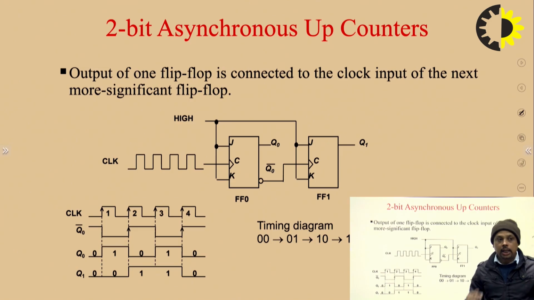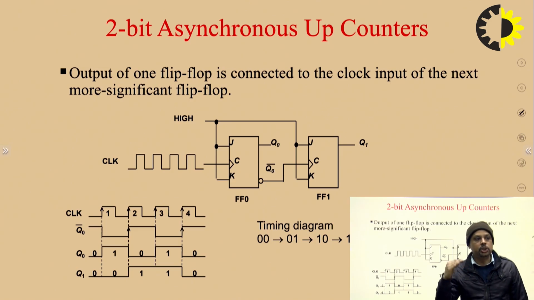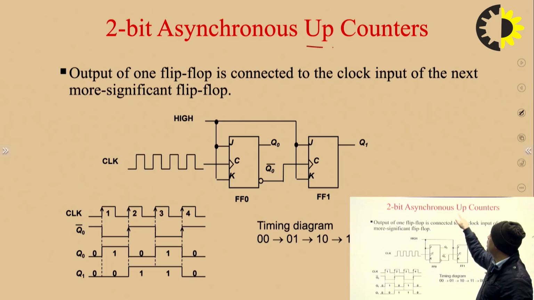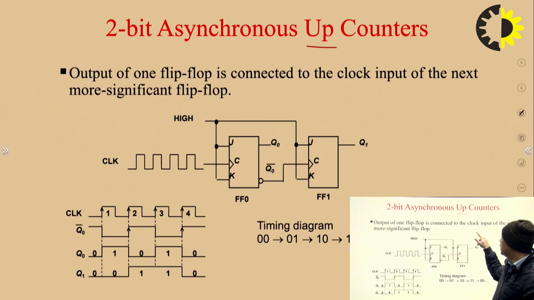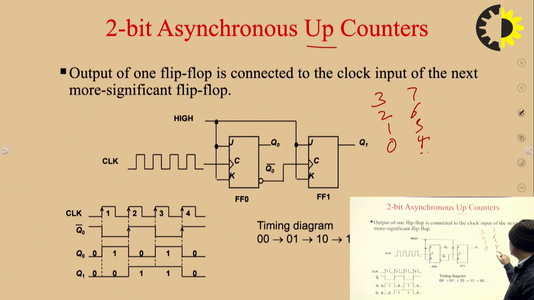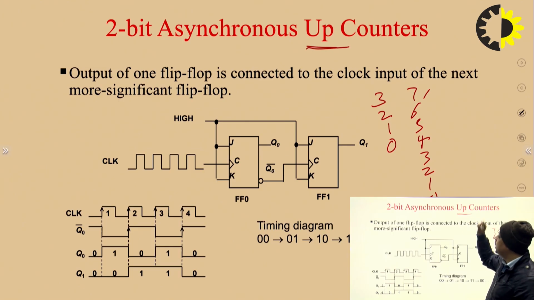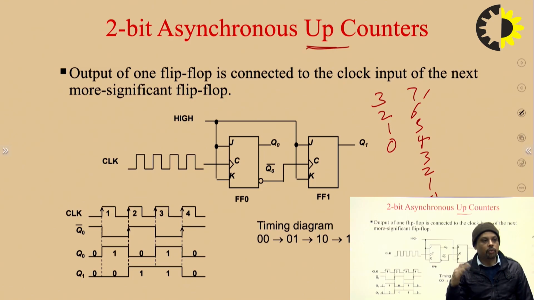Now this is a 2-bit asynchronous up counter. Up means the counting goes up, that is 0, 1, 2, 3, 4, 5. This is up counting. There is another counter known as the down counter, in which the counting goes in the opposite direction. Like for a 2-bit counter, the maximum output is 3, then the count is 3, 2, 1 and 0. For 3 bits, it is 7, 6, 5, 4, 3, 2, 1 and 0. This is for the down counter. Now we are going to study the up counter, where the count is positive, that is 0, 1, 2, 3.